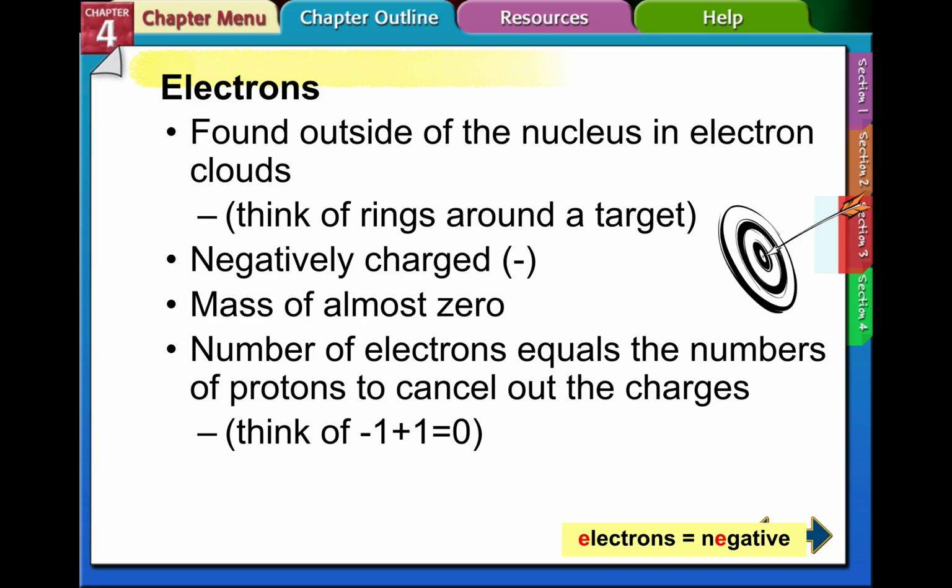The electrons are found outside of the nucleus in the electron clouds. A lot of times you will see Bohr's model of the atom, which is like rings around a target, and this isn't necessarily the most accurate interpretation of electrons. We actually think of these as more like energy levels. These electrons are negatively charged. They have a mass of almost 0, and the number of electrons equals the number of protons.